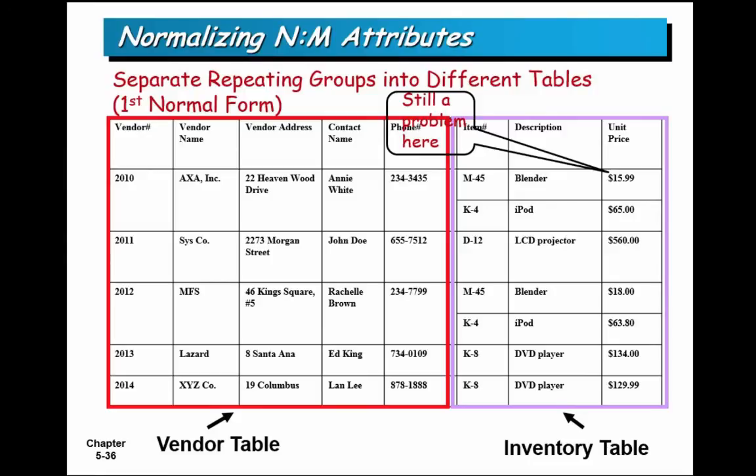Now let's just say we split them. You're going to have your vendor table with the vendor number. That's good. And then you have name. All good here. But what are we going to do here? Notice you have blenders. Vendor 2012 sells a blender, same item, to you for, I think that says $18. It's hard to read. And vendor 2010 sells the same blender for $15.99.